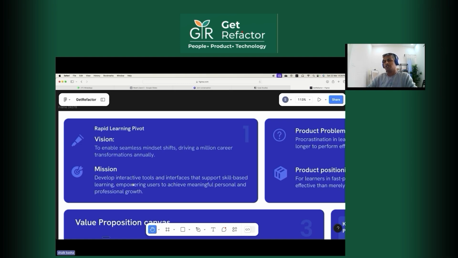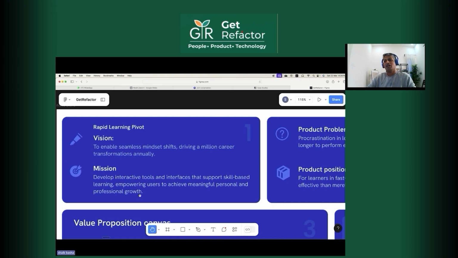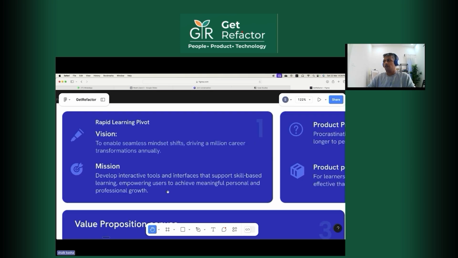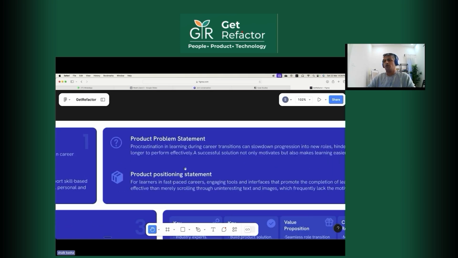So the mission is to develop interactive tools and interfaces that support skill-based learning, empowering users to achieve meaningful personal and professional growth. This is the kind of mission that you will have. It clearly says I am going to create interactive tools and interfaces that support skill-based learning. Is it making sense with respect to product vision and mission? Correct.